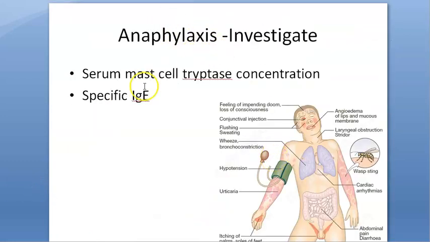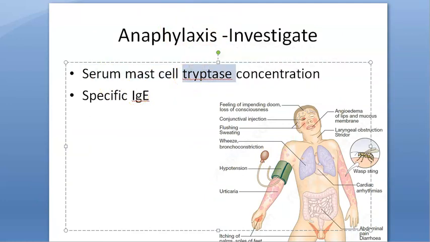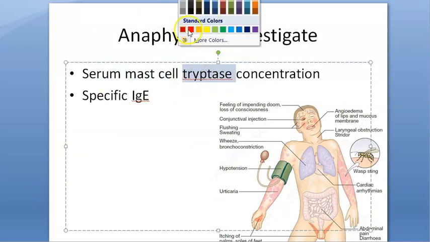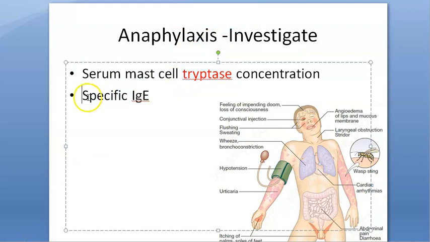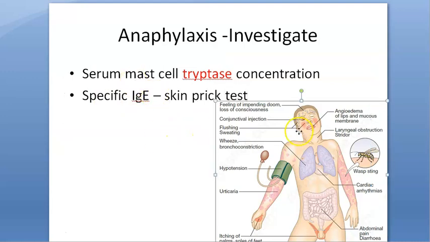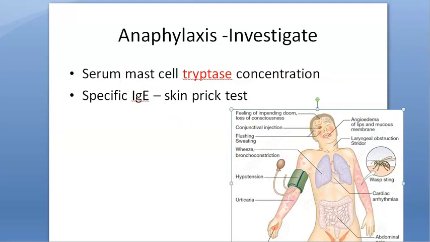And then we looked at how you will investigate. You can check the tryptase concentration, because the tryptase is what is released, right? To know what this person is allergic to, whenever the person is fine, only then you can do a skin prick test of all the common allergens. They can prick and check for which one this guy is actually allergic to.